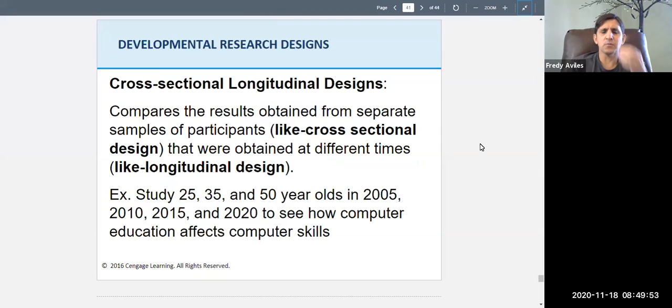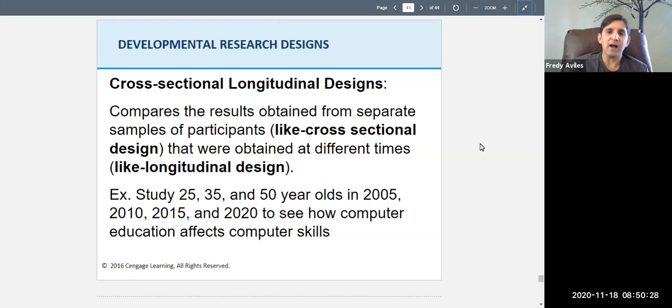There are also what we call cross-sectional longitudinal designs, one type of study combining both. They're also called sequential designs, by the way. So this is when you combine both cross-sectional and longitudinal designs. So here you compare the results obtained from separate groups of individuals, from people of different age. So it's like a cross-sectional design, but you obtain them at different times. You track them down over time. So it's also like a longitudinal design.